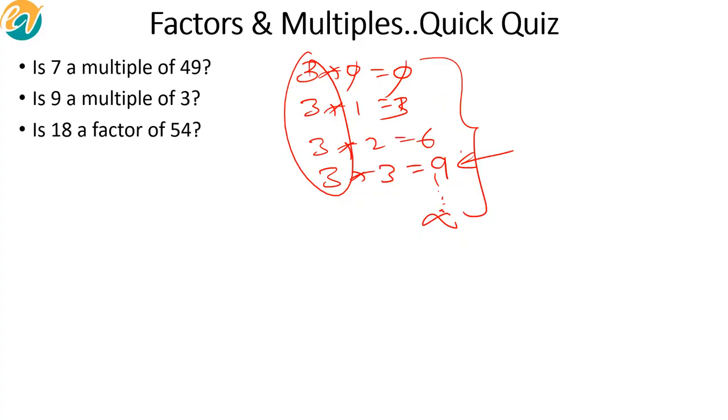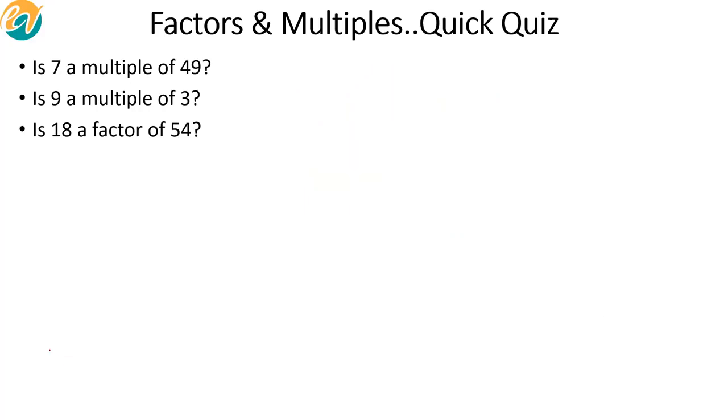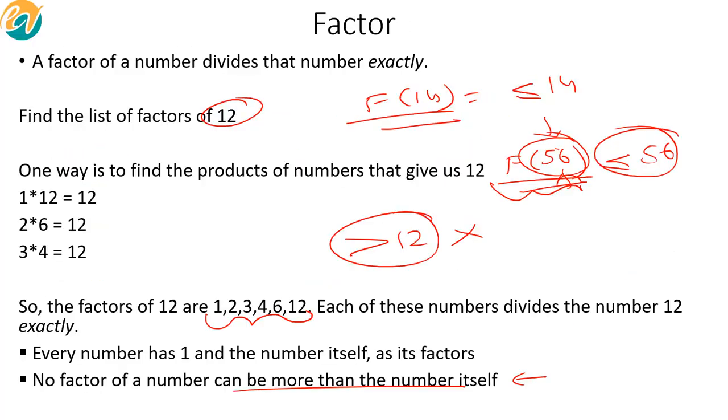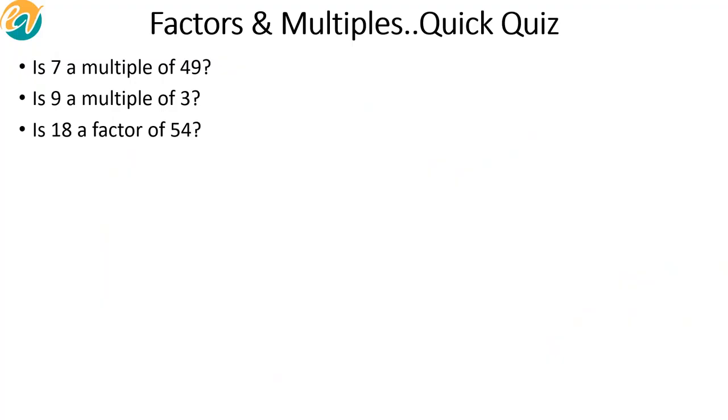Is 18 a factor of 54? What was the definition of factor, by the way? Actually, let's go back. Notice a factor of a number divides that number exactly. Again, what do I mean by divides that number exactly? That the remainder is equal to 0. So from that perspective, is 18 a factor of 54? The answer is yes, because 18 divides 54 exactly, because the quotient is 3 and the remainder is 0.